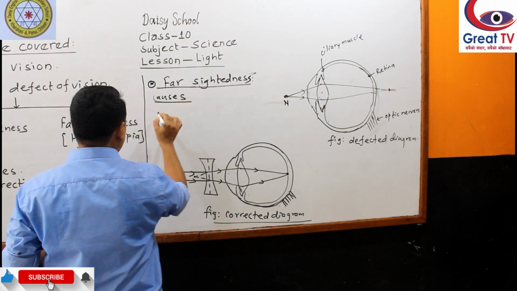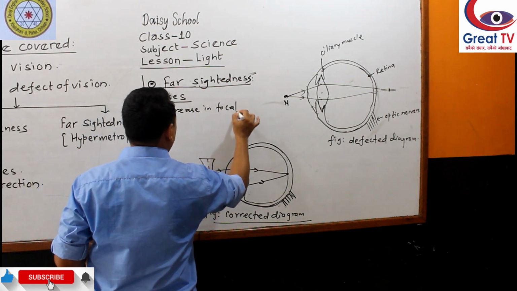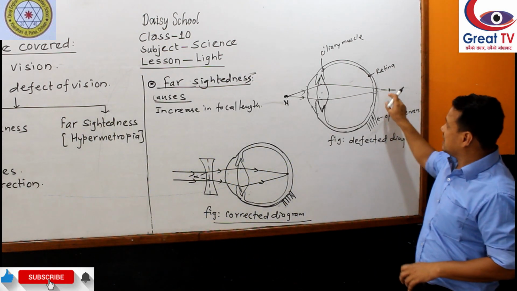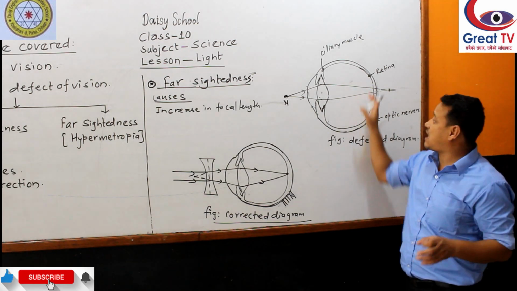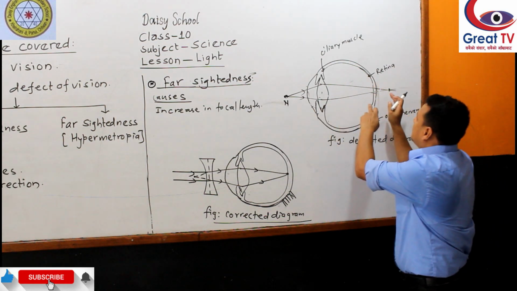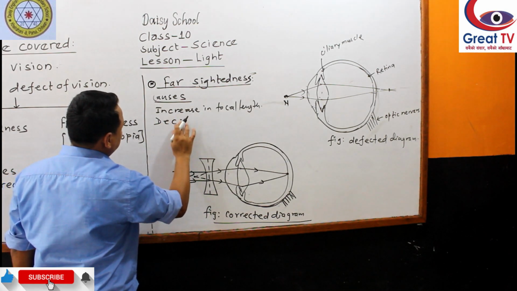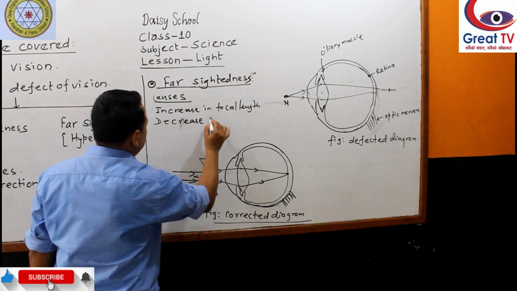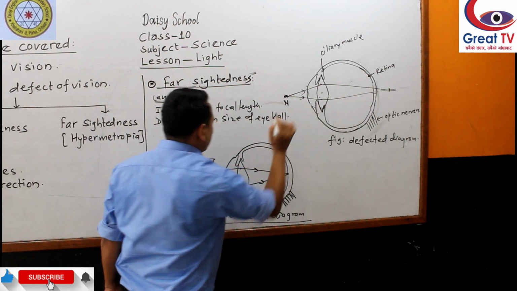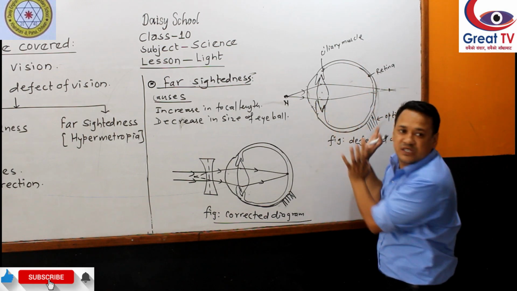Causes: increase in focal length of the eye lens. Similarly, an increase in focal length means the size of the eyeball decreases. Intersecting points should be at the retina, but the eyeball is contracting, and the intersecting point is left behind the retina. Decreasing size of the eyeball. So here focal length increases and the size of the eyeball becomes small.